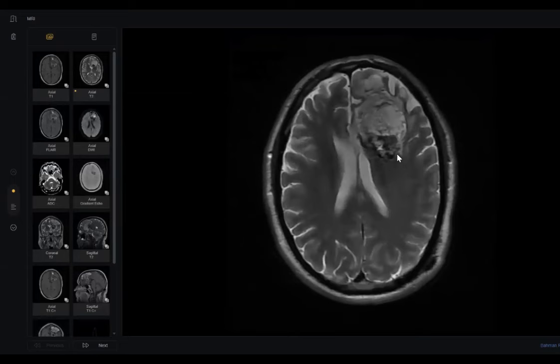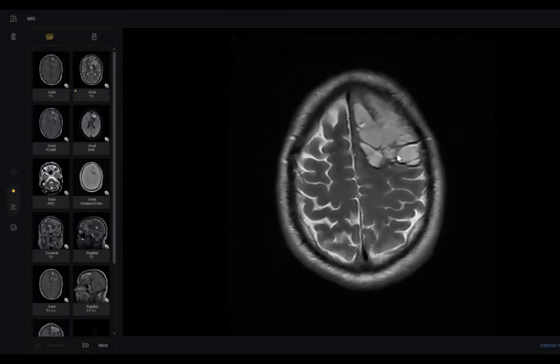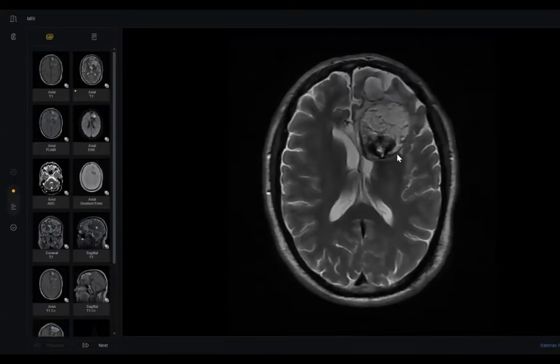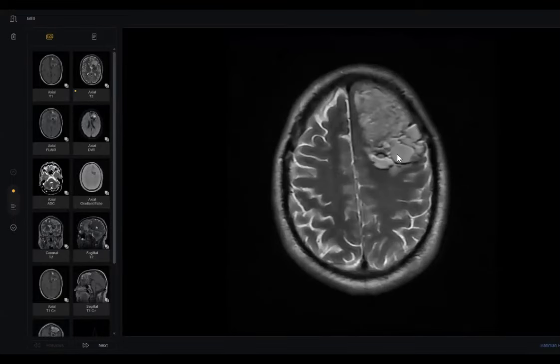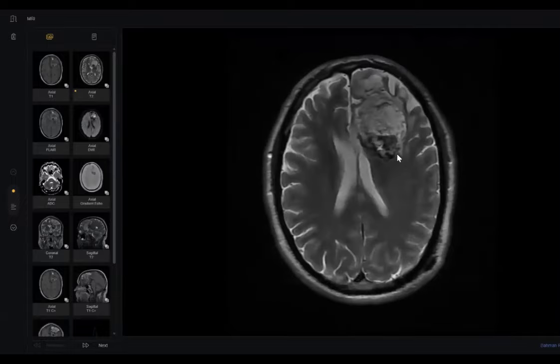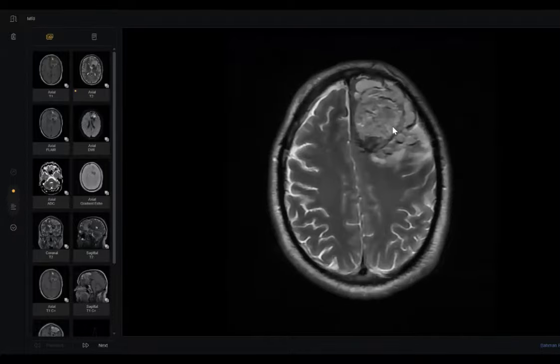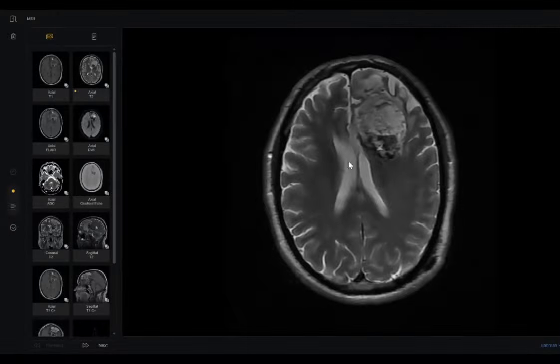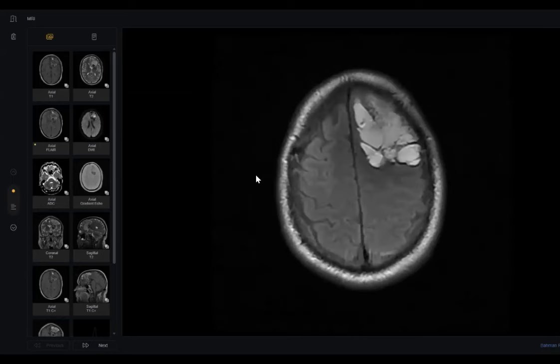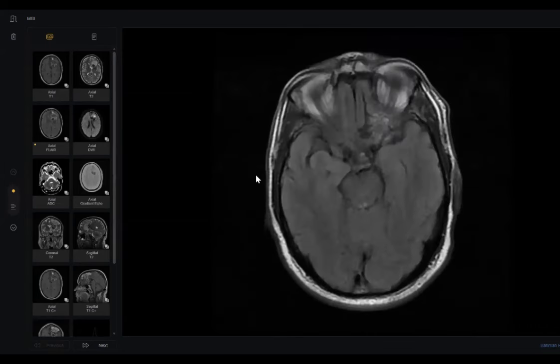Something which has a fibrous wall and high T1, high T2, and doesn't cause too much edema or mass effect. Could you think of this as hemorrhage? The midline would be shifted. There must be a great mass effect. There must be edema. Look here, nearly no edema. No edema.